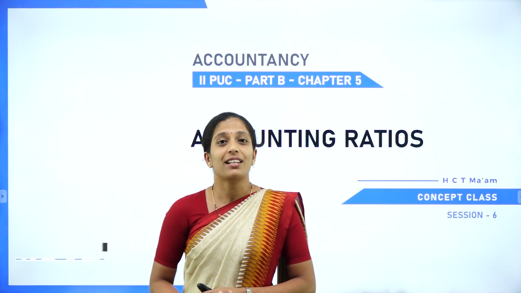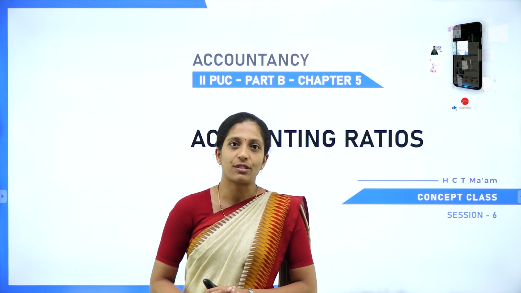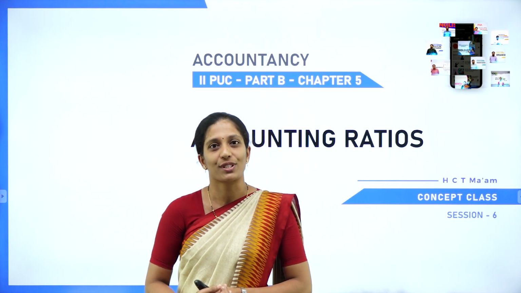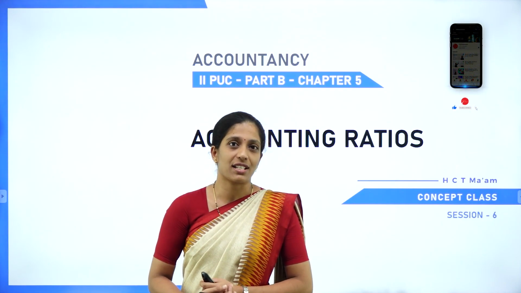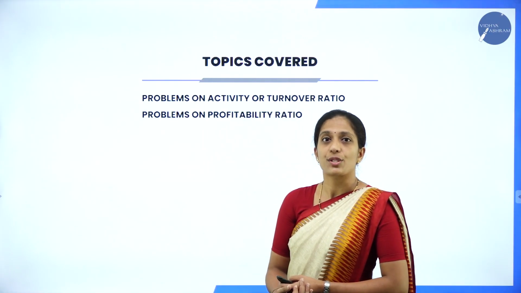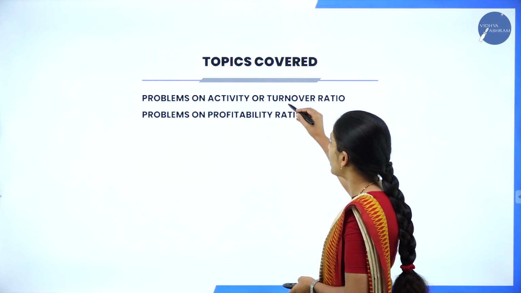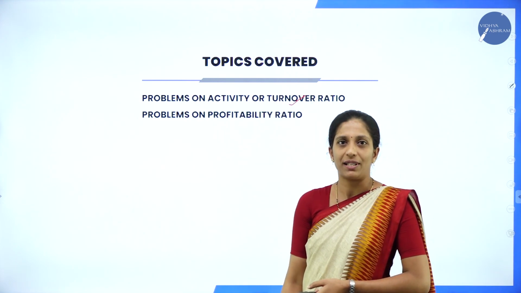My dear students, today we are in the last session of your 5th chapter, that is accounting ratios, and this is from part B of your 2nd PUC syllabus. So let us quickly recall what we have discussed in the previous session. We were discussing problems on activity or turnover ratio as well as problems on profitability ratio.